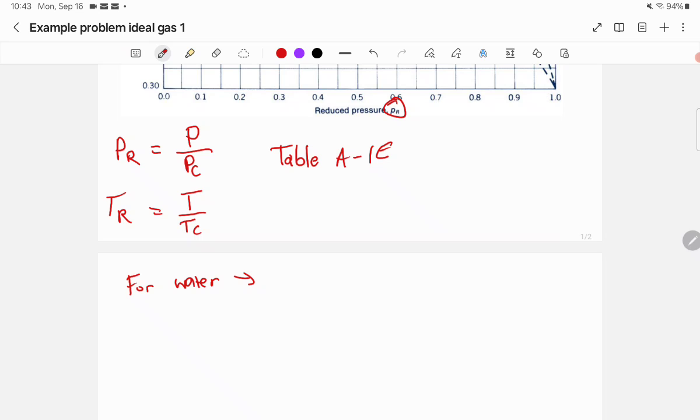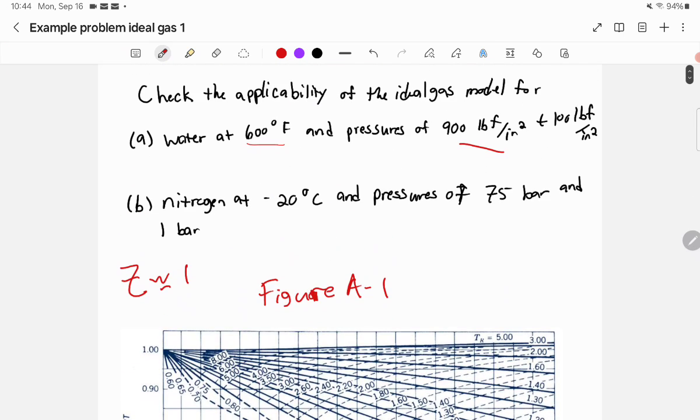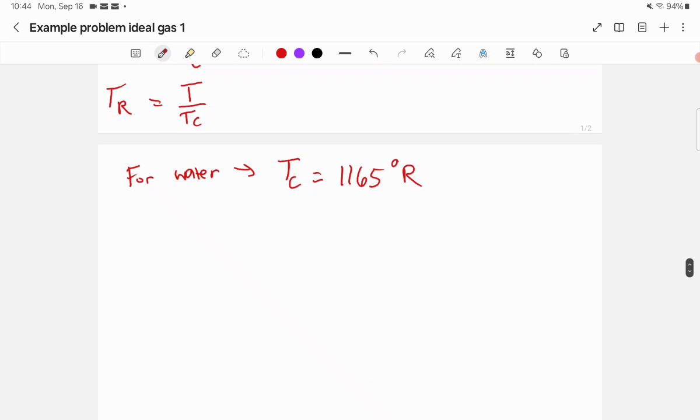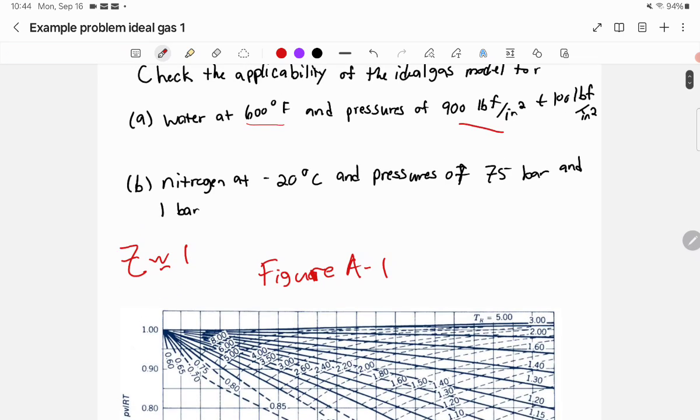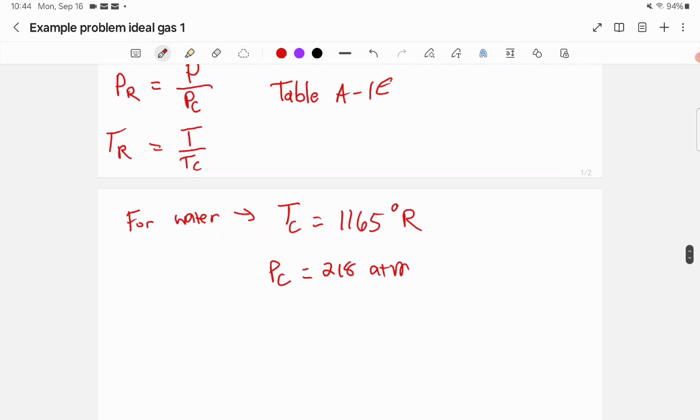Going to the table, we find that for water, the critical temperature, Tc, is equal to 1165 degrees R, which is in the Rankine scale, so we're going to have to be careful here and actually do that conversion from Fahrenheit to Rankine. And Pc is equal to 218 atmospheres, which we're also going to have to convert into pound-force per inch squared so that I can use these.